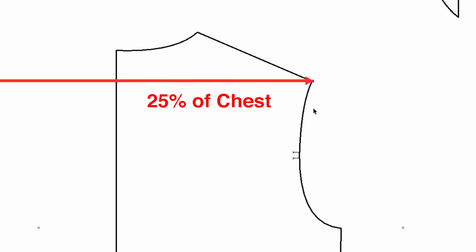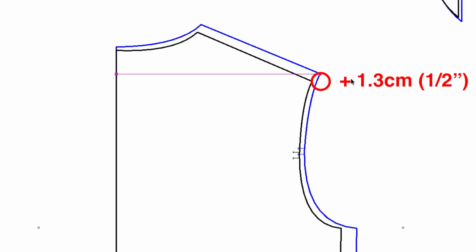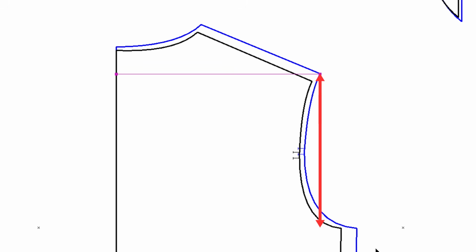The shoulder width increment could be 25% of chest increment. So half of 25%, so 12 to 13%. So the shoulder point move out 1.3 centimeter, move up 1.3 centimeter. So we increase the armhole depth and the shoulder width.